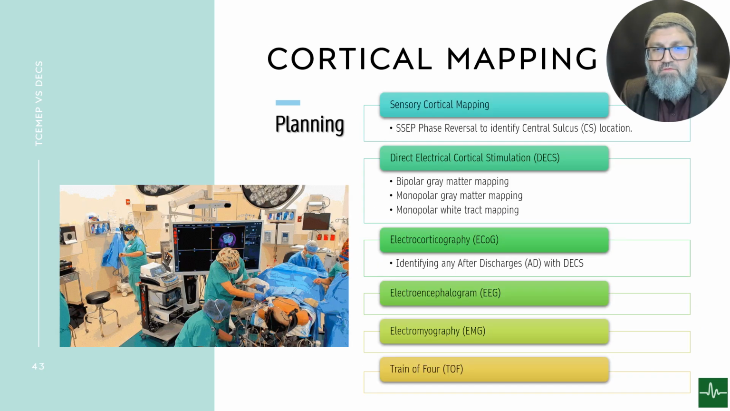So when we are planning for cortical mapping, we can do cortical sensory mapping, which is phase reversal by stimulating the contralateral median nerve or ulnar nerve and looking for the phase reversal. And for direct cortical electrical stimulation, we do bipolar gray matter mapping, monopolar gray matter or monopolar white matter tracking. We also do electrocorticography, EEG, EMG, and train-of-four in these patients.